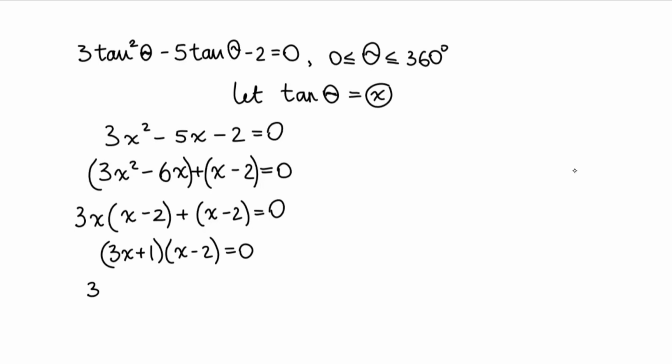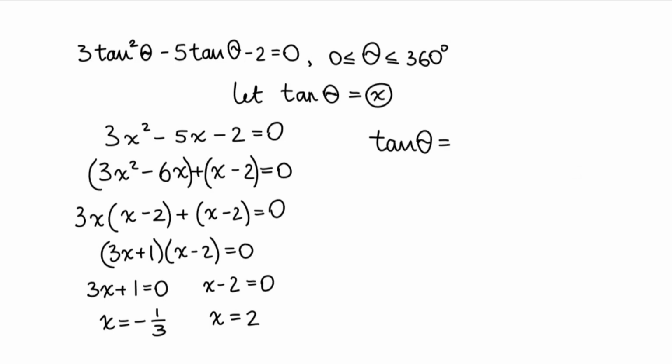And then from here, 3x plus 1 is equal to 0, and x minus 2 is equal to 0. Then in the first equation, we have x equals -1/3, and in the second, x equals +2. Since we expressed tangent theta as x, we will now bring it back. So tangent theta is therefore equal to -1/3, and tangent theta is equal to +2.